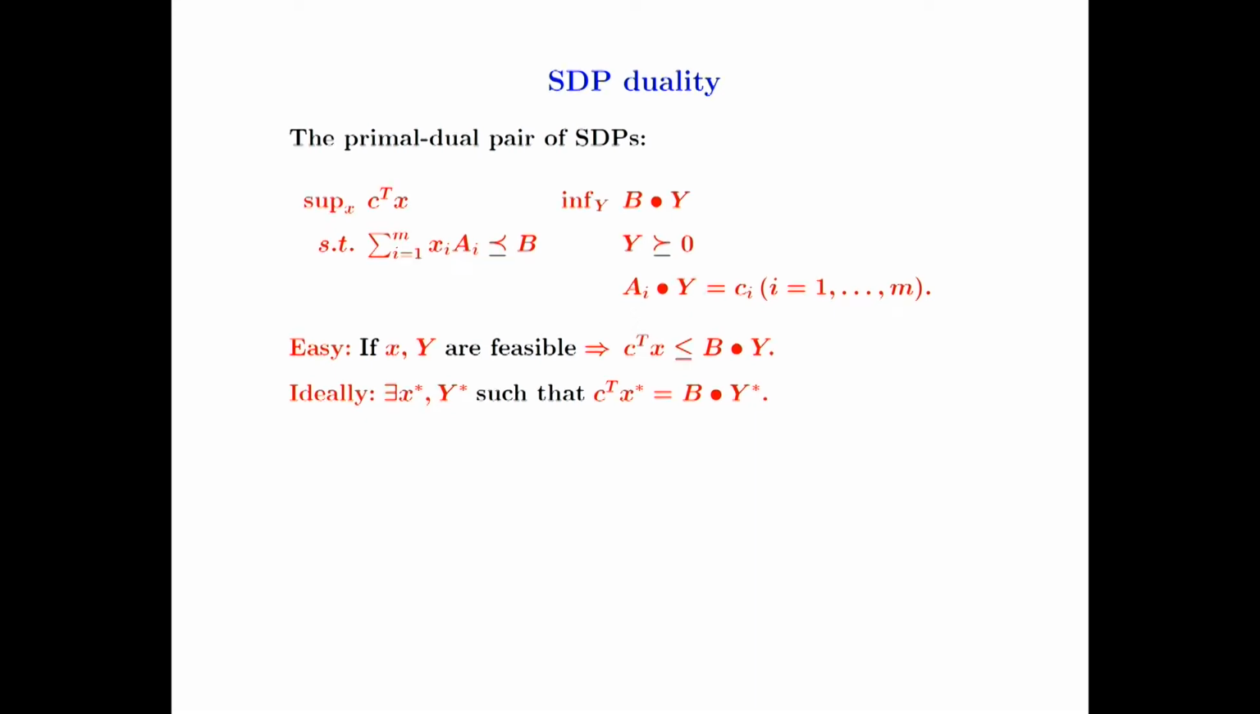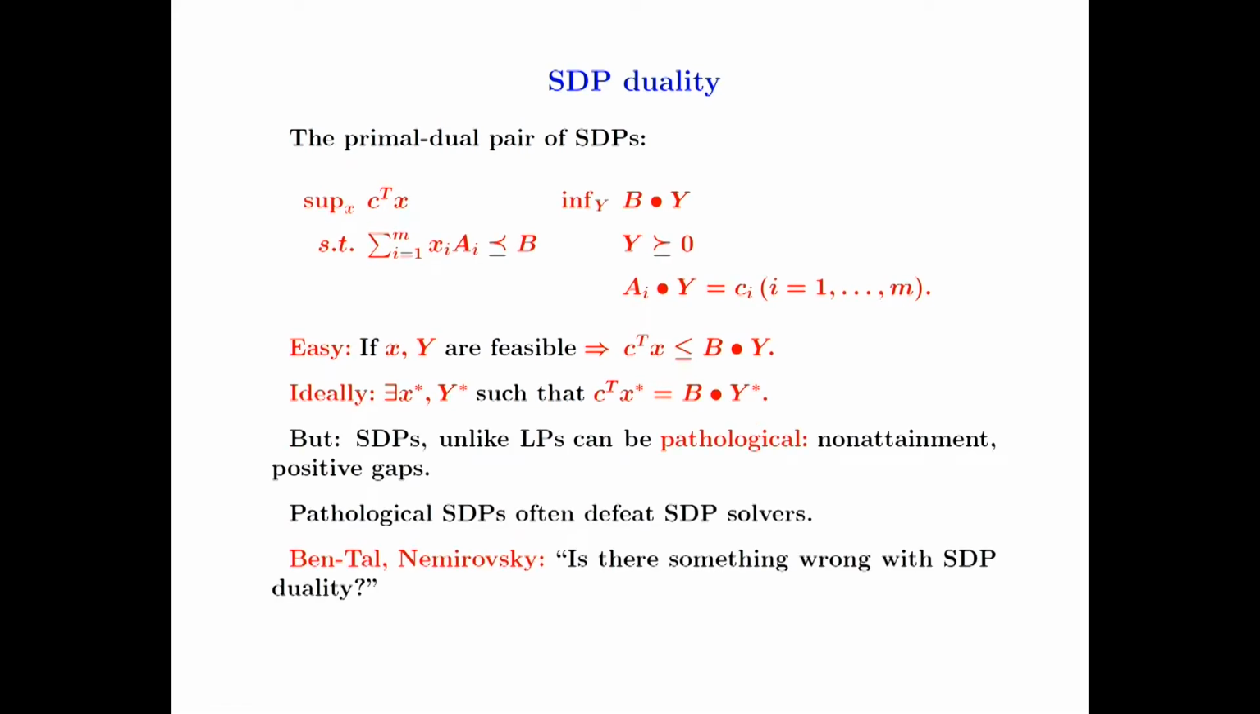So that's just like linear programming. Nothing is different from linear programming as far as that goes. Now, ideally, of course, we would like to have an x star and a Y star for which the objective values are equal, right? Because if that happens, then we proved optimality. That's a certificate of optimality. Now, that's where things diverge from what we are used to in linear programming, because SDPs can be pathological. For example, they may not attain their optimal values, or there could be a positive gap, meaning that the objective value of one could be 1 and of the other one could be 2, which is bad, right? I'm paraphrasing a little bit here, so one can ask, is there something wrong with SDP duality? And the answer is yes.